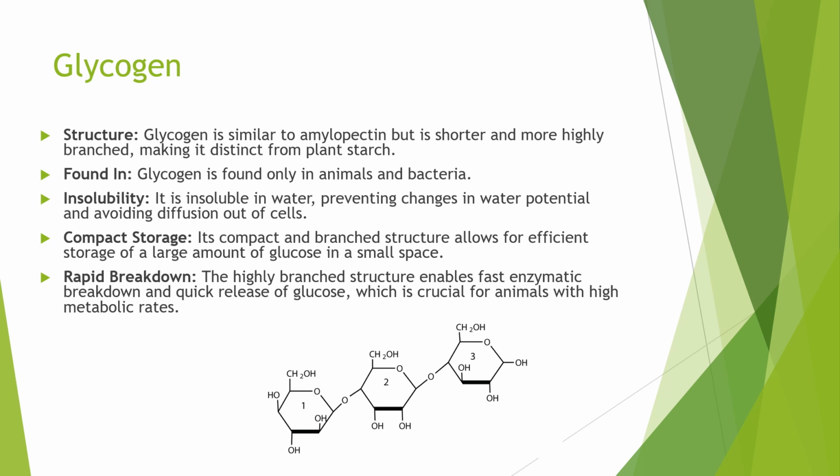The highly branched nature of glycogen is particularly beneficial because it allows for rapid enzymatic breakdown. The multiple ends where enzymes can act make glycogen easy to break down into glucose when energy is needed quickly. This is crucial for animals, especially those with high metabolic rates, like mammals, as they need a fast and efficient way to release glucose for energy, particularly during exercise or stressful situations. So to summarize, glycogen's highly branched structure allows it to store a lot of glucose in a compact form and break it down rapidly, making it the ideal storage molecule for animals with high energy demands.